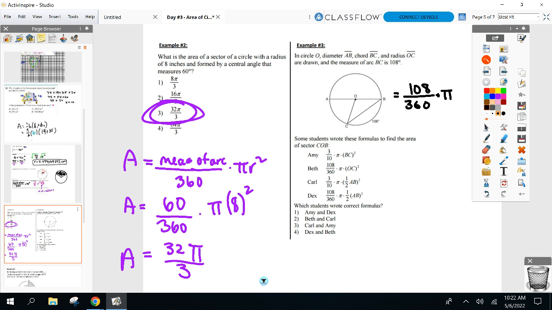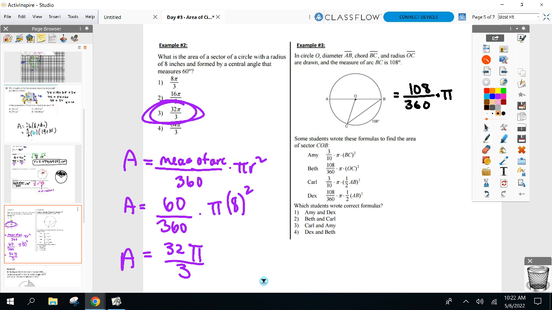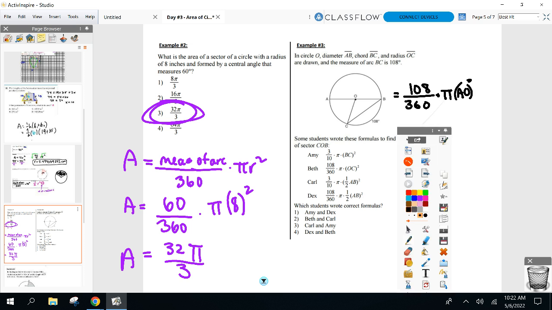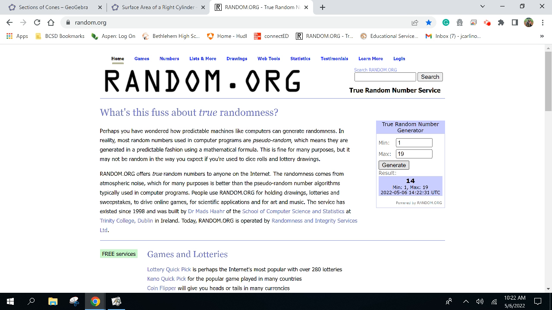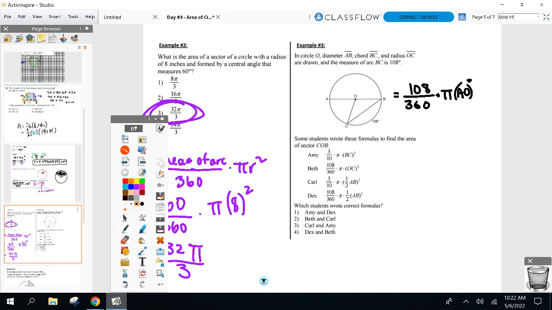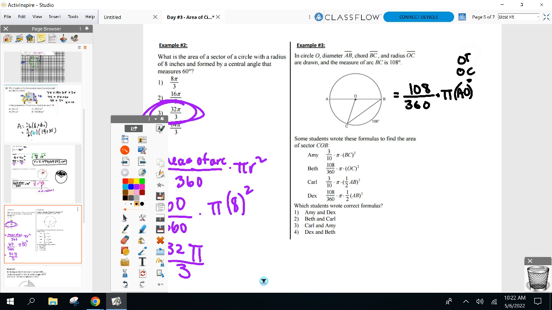Do you guys have options? I know none of them are labeled, but give me a radius in this diagram that could be plugged in. AO, yep. I could do AO squared. What are some other options if I didn't want to do AO? What else could be plugged in there? OC. Anything else? OB. All right, so we got some options. That's how we would do it.